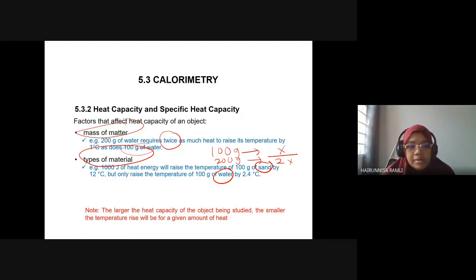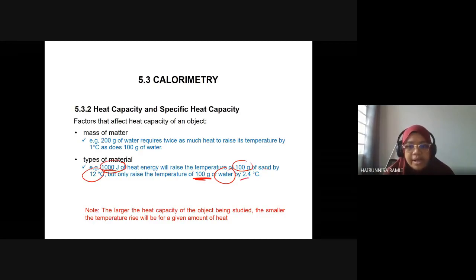Example here, 1000 joule, you ada energy 1000. You boleh naikkan, raise the temperature of 100 gram of sand by 12 degrees Celsius. But for water, the same mass with same energy, you can raise the temperature by 2.4 degrees Celsius. So nampak tak ada perbezaan kat situ eh?